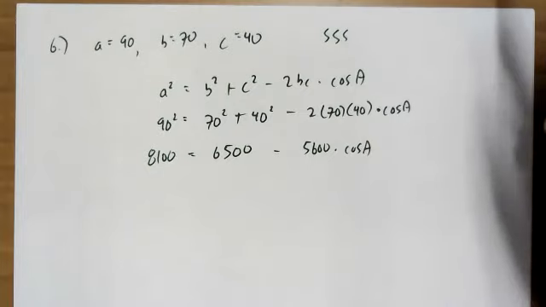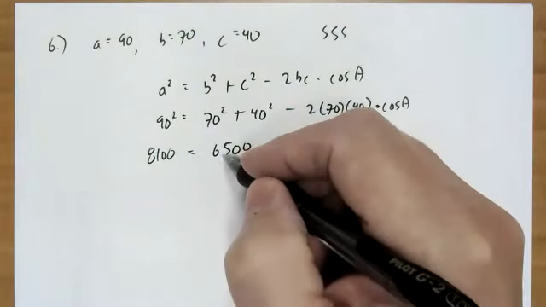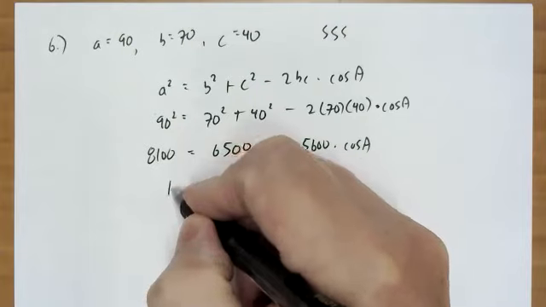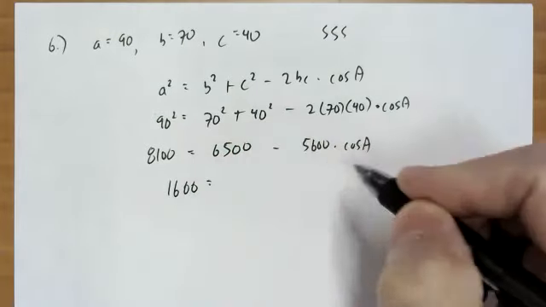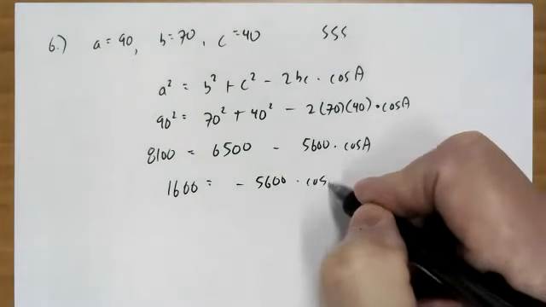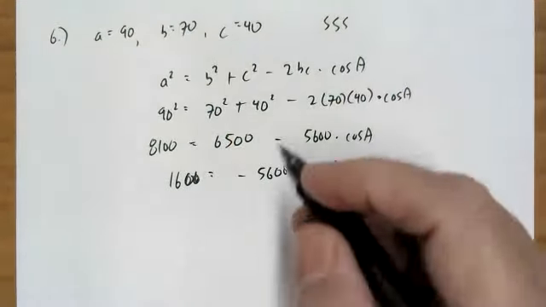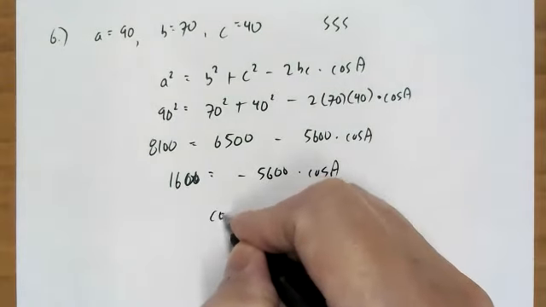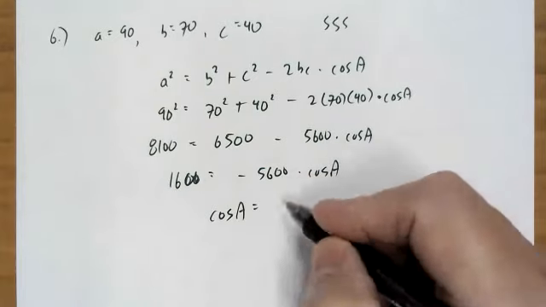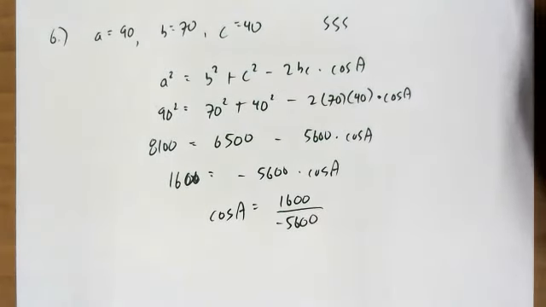So if I subtract 6,500 from both sides, I should get 1,600 equals negative 5,600 times the cosine of A. I'm a little worried about this, but let me continue on. If it's wrong, I'll have to go back and try to figure out. So now to get cosine of A, I'll divide both sides by negative 5,600. And I'm not feeling good about this, but that happens sometimes.